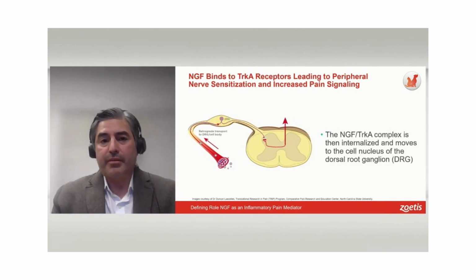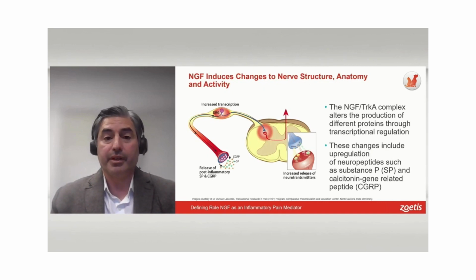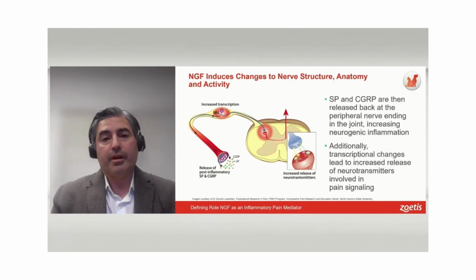Once NGF binds to TrkA receptors, it forms a complex, a ligand receptor complex, which is then internalized into the dorsal root ganglion neuron, and it moves to the cell nucleus where it begins to work on transcriptional regulation. So this complex will alter the production of different proteins that are involved in pain signaling as well as inflammation through transcriptional regulation. As an example, some of these changes include upregulation of neuropeptides, which we know are involved in neurogenic inflammation. Two examples would be substance P and CGRP, which I'm sure many folks are familiar with. There are other mediators that it upregulates as well.